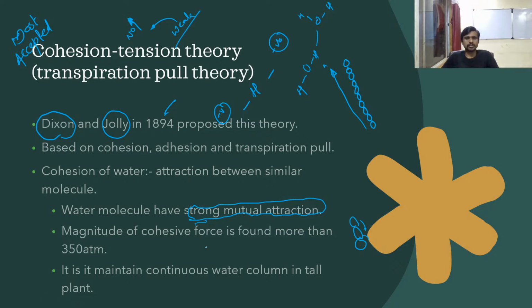The magnitude of the cohesive force is found to be more than 350 atmospheres. This cohesive force is so strong. The attraction between two water molecules toward each other is so strong that a 350 atmospheric pressure is generated because of this cohesive force.